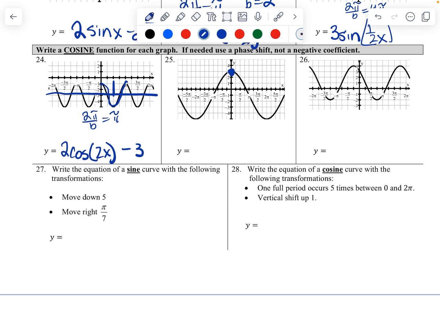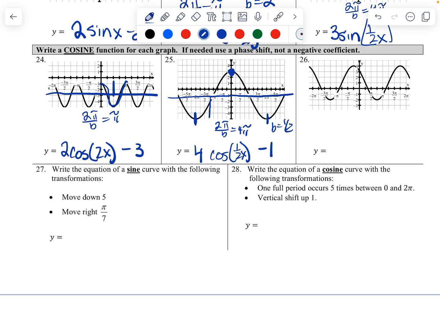Our cosine starting high here. It looks like our midline is at -1 with an amplitude of 1, 2, 3, 4. And our period, so here to here, is 4 pi. So 2 pi over b equals 4 pi. So it looks like this is another one where b is 1/2. So the cosine of 1/2 x.